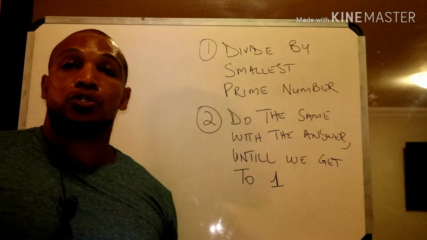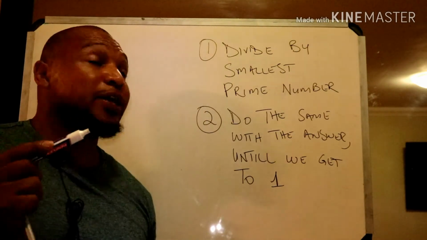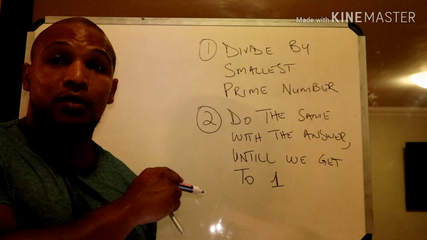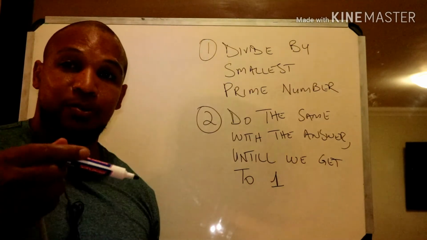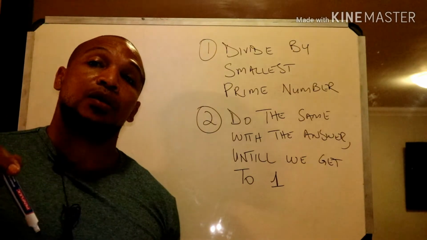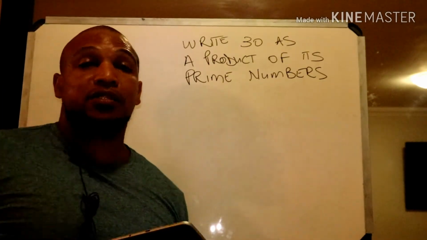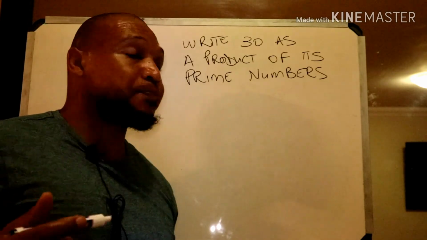We're going to do it in two ways. We're going to divide the number by its smallest prime number, and then we're going to divide that answer by the smallest prime number that answer or that number can be divided by. Now, the first number that we're going to look at is the number 30. So as we said, we're going to divide that number by the smallest prime number.